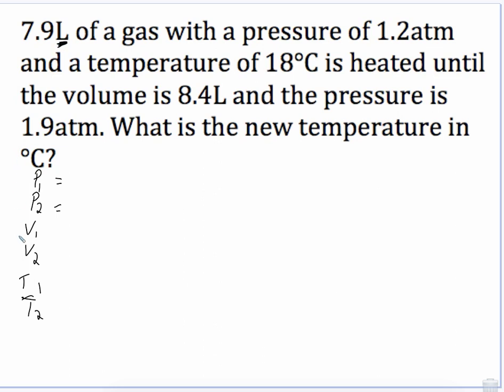7.9 liters. Would liters be a pressure unit, volume unit, or a temperature unit? Volume, so that's going to be 7.9 liters. It's important to write the units down. With a pressure of 1.2 atmospheres, that's going under pressure 1. And a temperature of 18 degrees Celsius is heated until the volume is 8.4 liters, so the volume is going up to 8.4 liters.